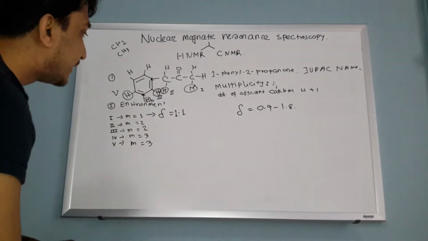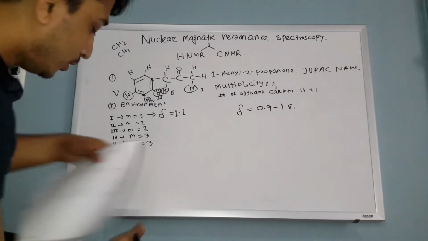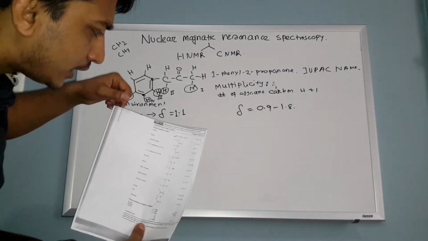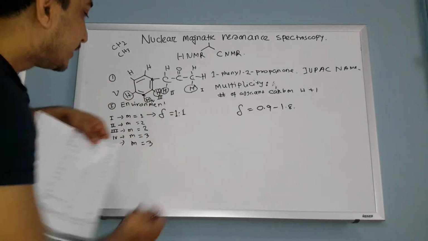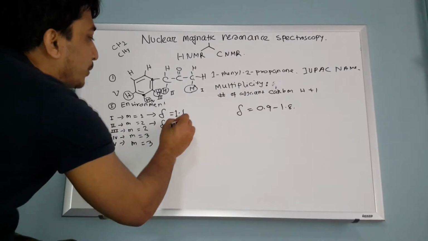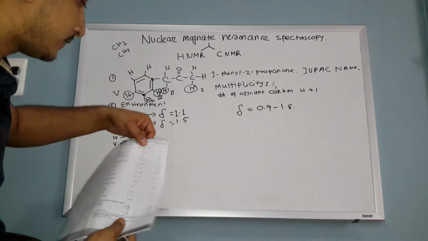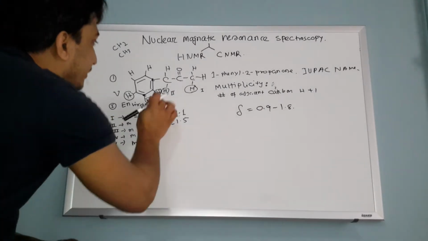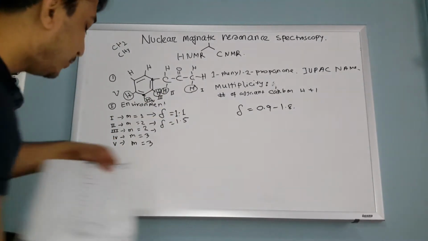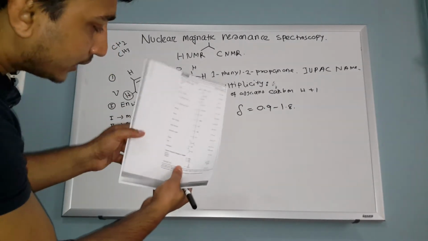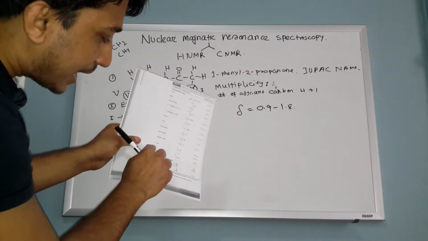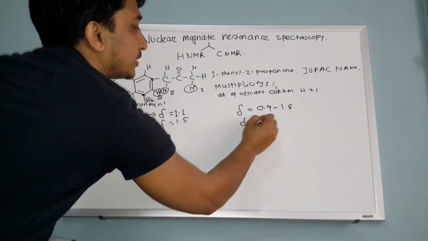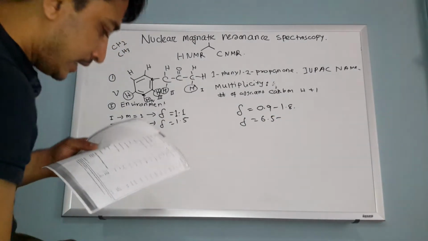This one, the delta value is a little bit higher. How? Go to the next one. This one again, give delta 1.5. And environment number 3 is this one. This delta value goes to the benzene ring one. Benzene ring, aryl, means benzene ring hydrogen is 6.52. Benzene ring is 6.5 to 8.5.